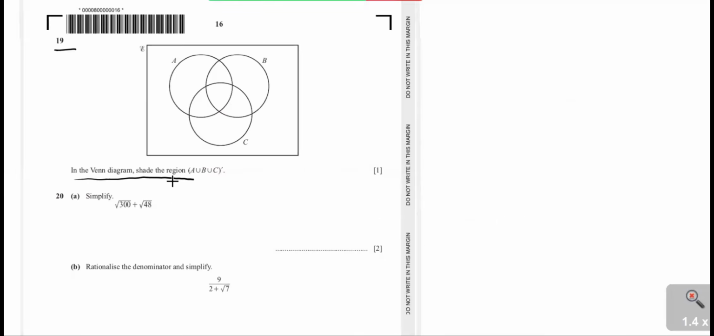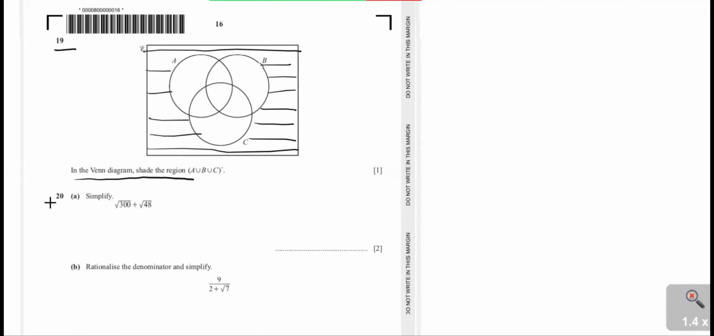Question 19, in the Venn diagram, shade the region A union B union C. The region of A union B union C is the region that includes the sets A, B, and C. And here is A union B union C dash. It means outside the region of this circle is A union B union C dash. We will shade this, and this shaded region will be the required region.